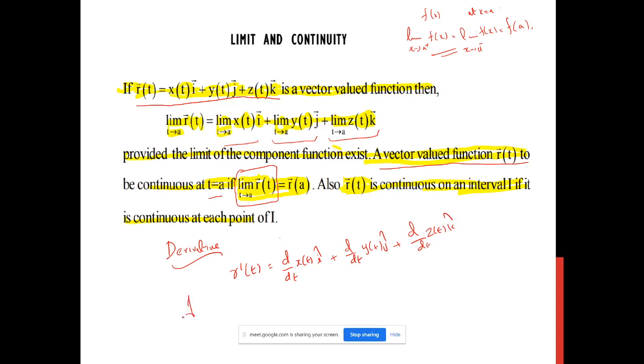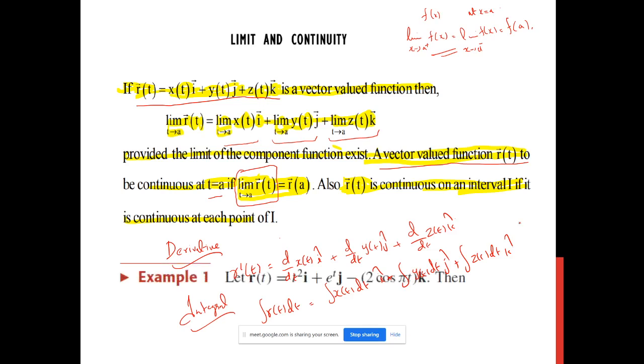Then what will be the integral? Similarly, what will be the integral of r of t dt? This must be component wise integral: integral x of t dt i plus integral y of t dt j plus integral z of t dt k. Okay. So it's very simple. That means we are only taking the component wise limit, derivative and integral.